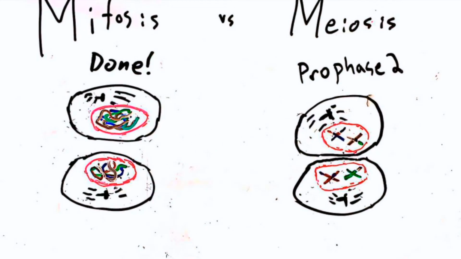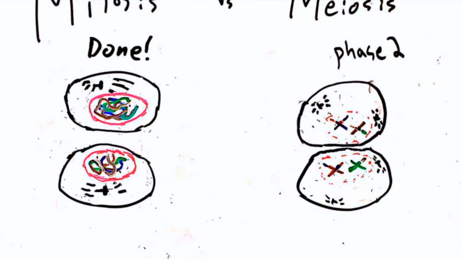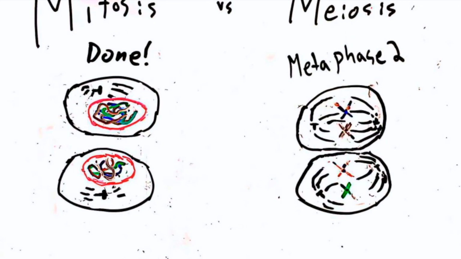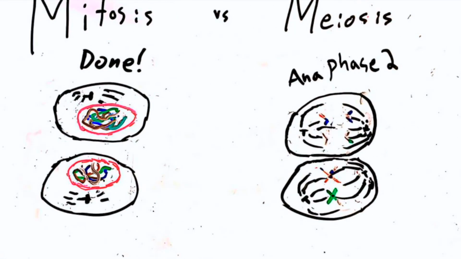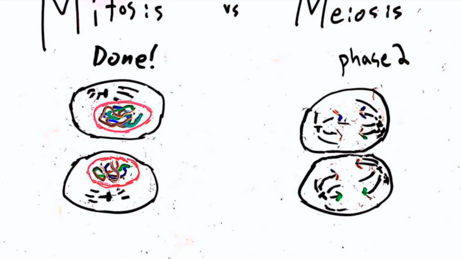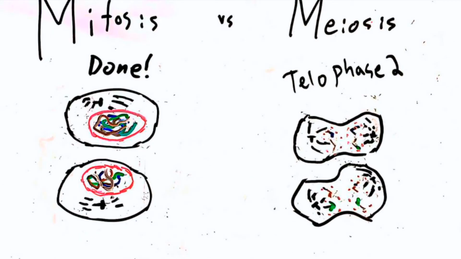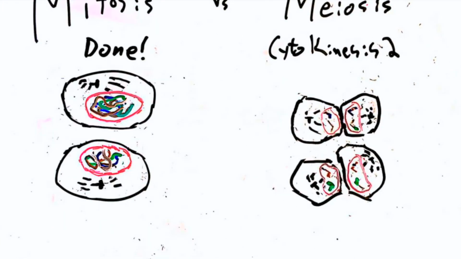It begins with prophase 2, where the nuclear envelope breaks down, DNA condenses, and spindle fibers form. Then comes metaphase, where sister chromatids line up in the center of the cell. Then, in anaphase 2, the sister chromatids are pulled apart and towards the centrioles. In telophase, the nuclear membrane reforms, DNA loosens, and spindle fibers disassemble. Finally, cytokinesis breaks the two cells into four.